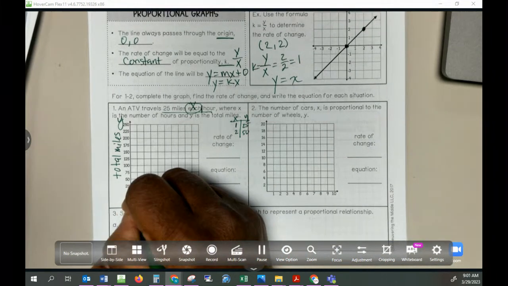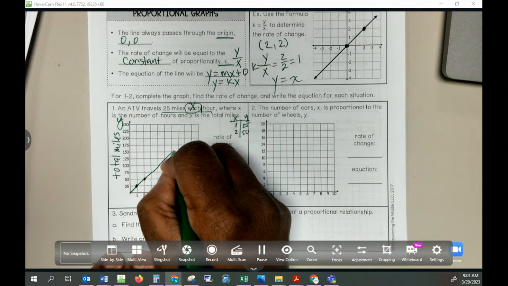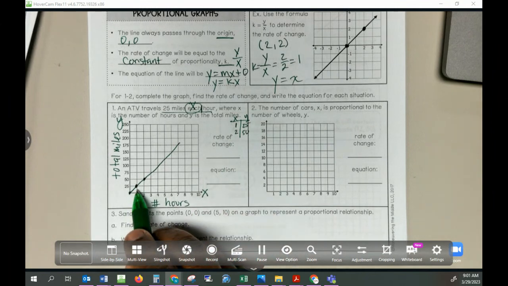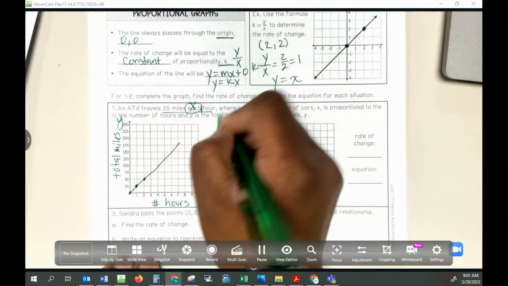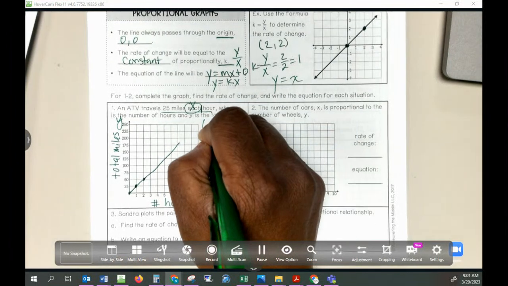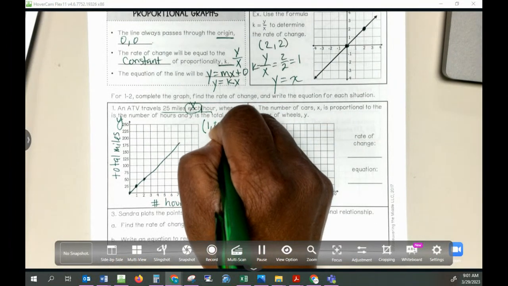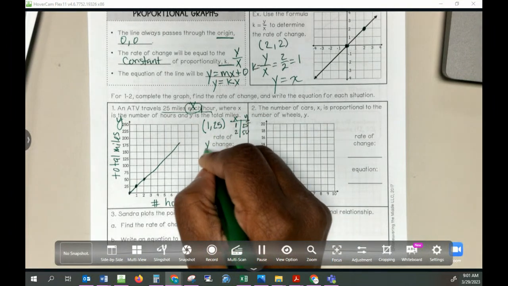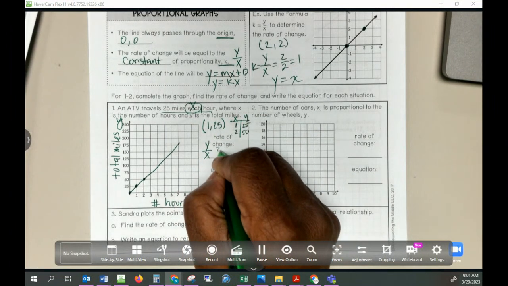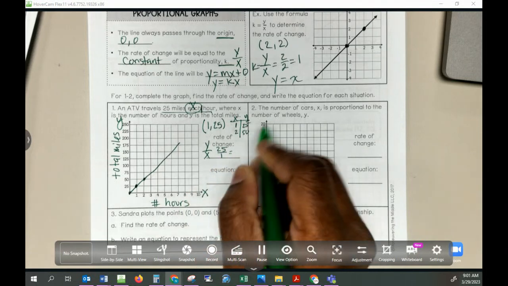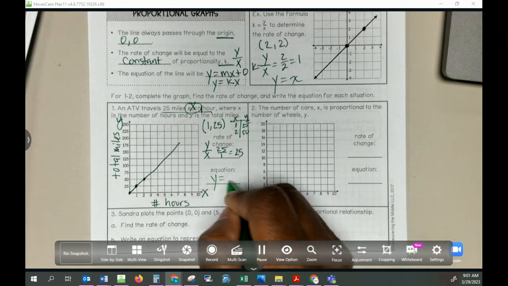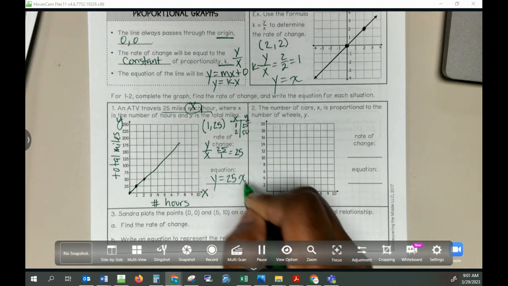So when we go to draw the line, it goes through the 0, 0. That's implied because it's proportional. So my rate of change, even if I use the 1 and 25, because that's the point we have there, x will be 1, 25 will be our y. So my rate of change, which is y over x, is 25 over 1. So my rate of change is just 25. My equation is y equals 25x.